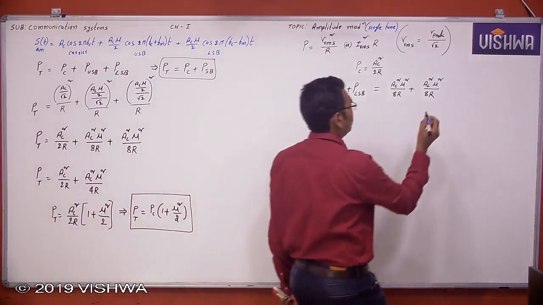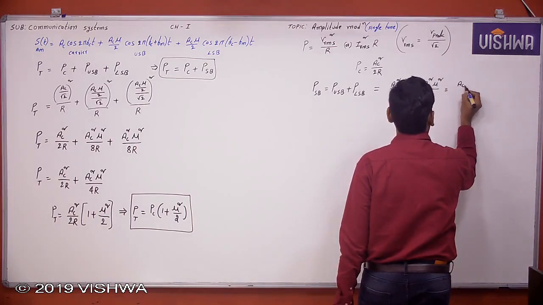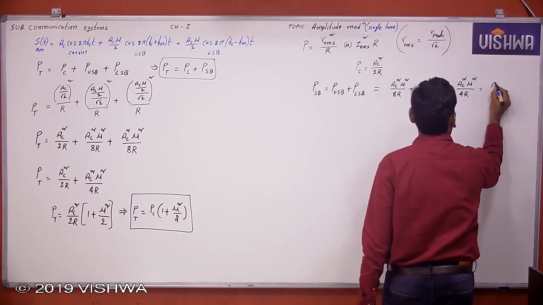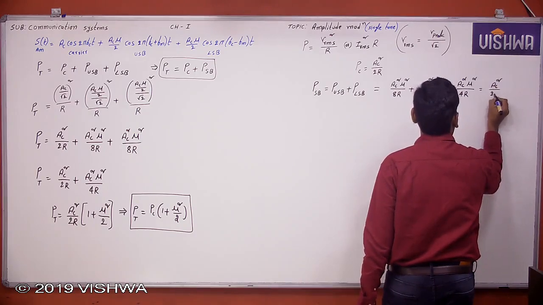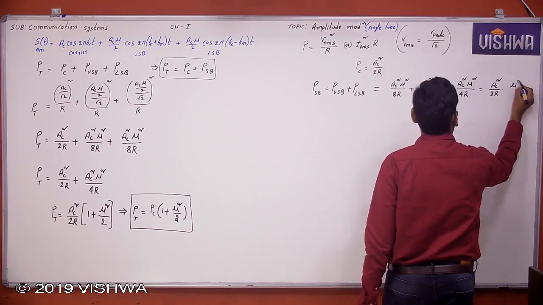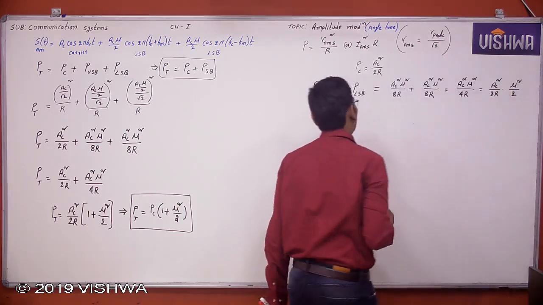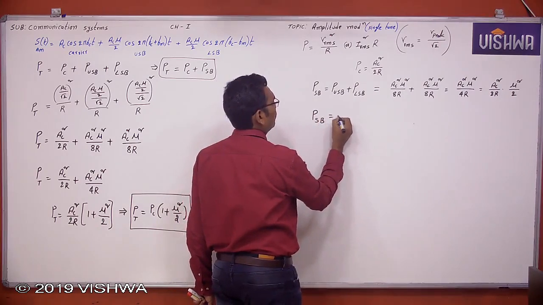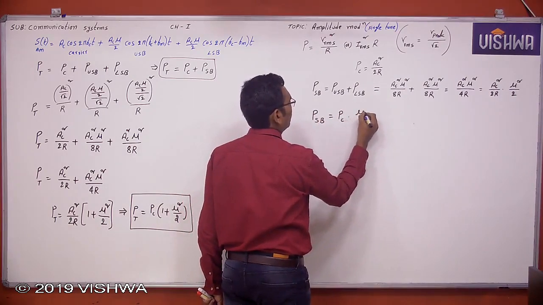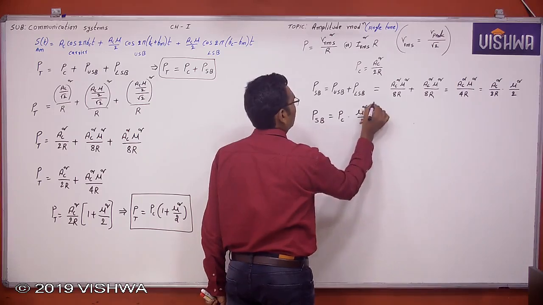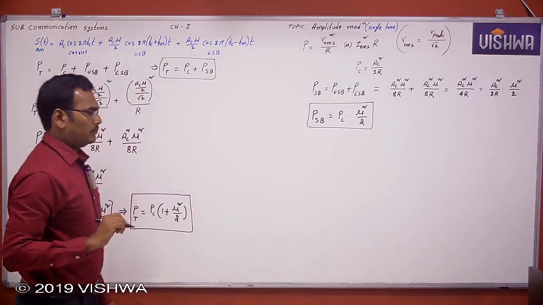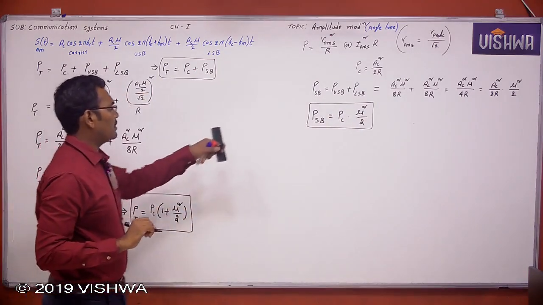Therefore, the total sideband power is equal to Ac square mu square by 8R plus Ac square mu square by 8R, which is equal to Ac square by 2R into mu square by 2. Ac square by 2R is the carrier power. So the total sideband power is equal to Pc into mu square by 2. This is the total power and this is the sideband power.